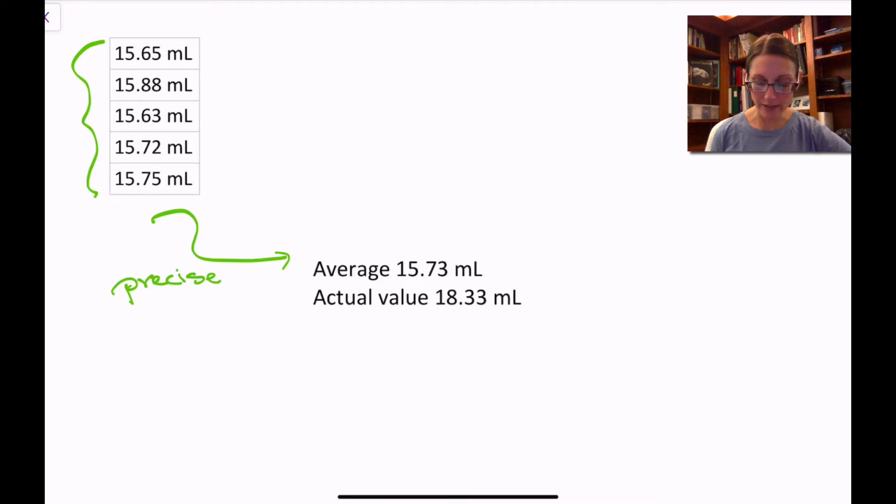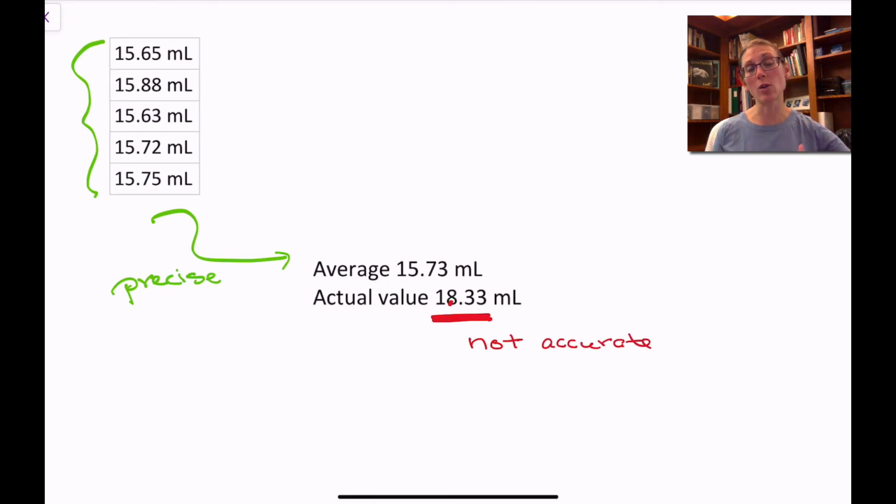On the other hand, if I look at what the actual value is here, the actual value is 18.33. 15.73 is not close to 18.3. That is not even close to being within 5%. That's a big difference. That's 3 milliliters out of a total of 18. That's about a 12% error. So this is not accurate.